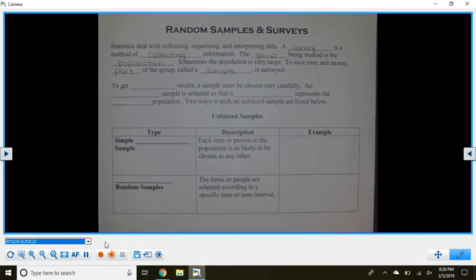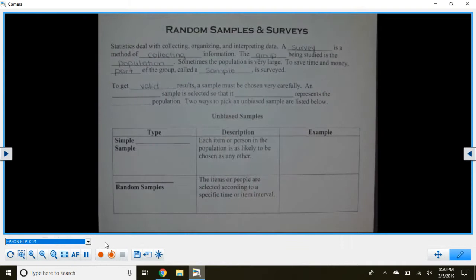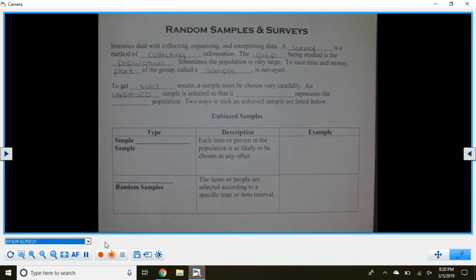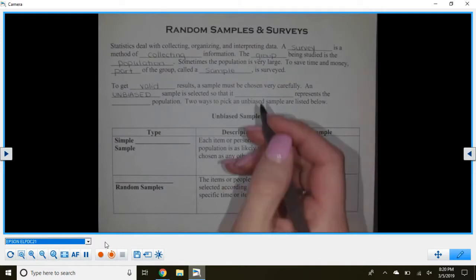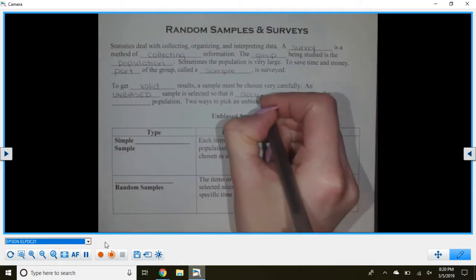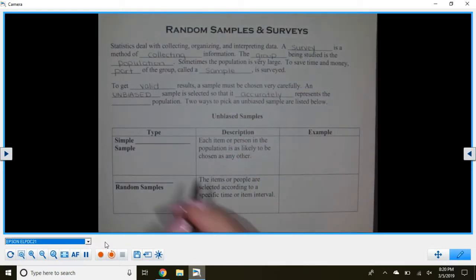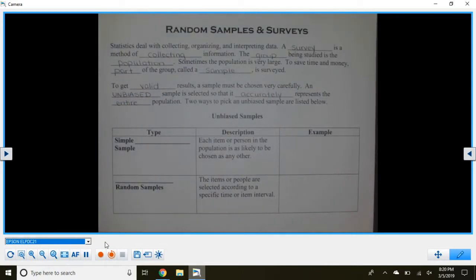is surveyed. To get valid results, a sample must be chosen very carefully. An unbiased sample is selected so that it accurately represents the entire population. 2 ways to pick an unbiased sample are listed below.